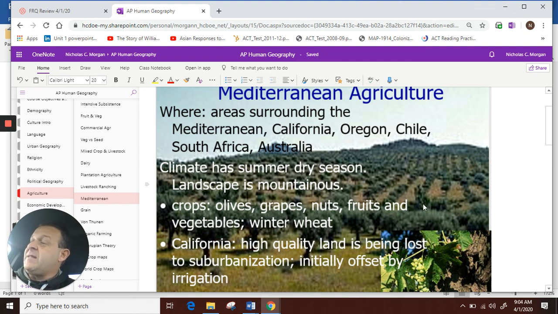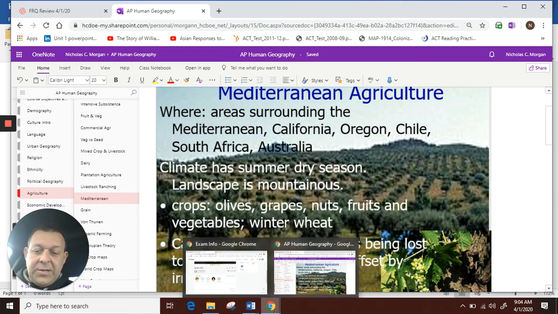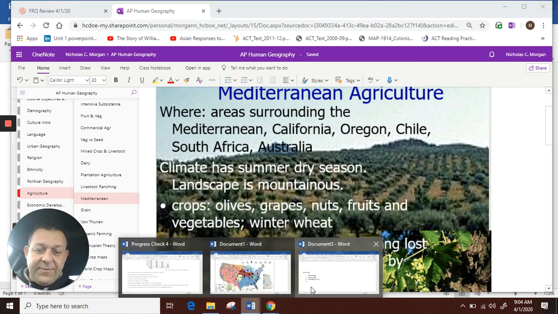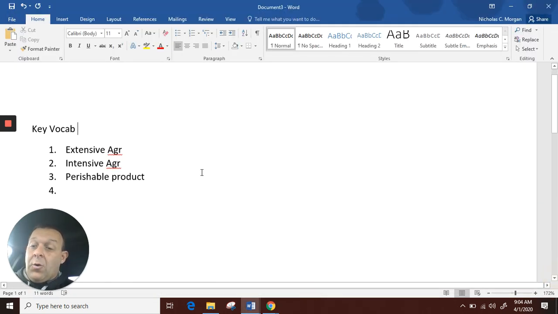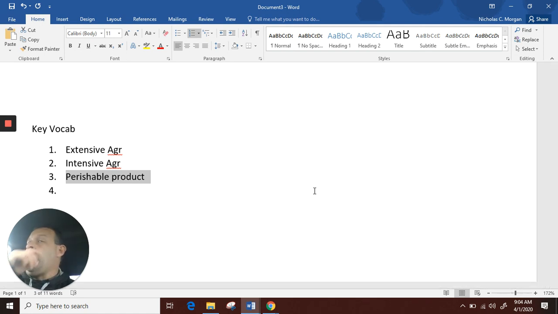So again, distance does matter because, and this is important, as we'll talk about with the next type of agriculture, fruits and vegetables, along with milk, is what we call a perishable product. Perishable products are those that will go bad. They will spoil. And milk will spoil. So will fruits and vegetables. They have a perishability date. They're only good for so long. That is a very important geographic concept.